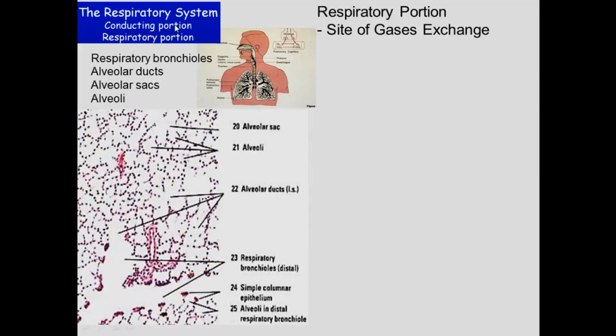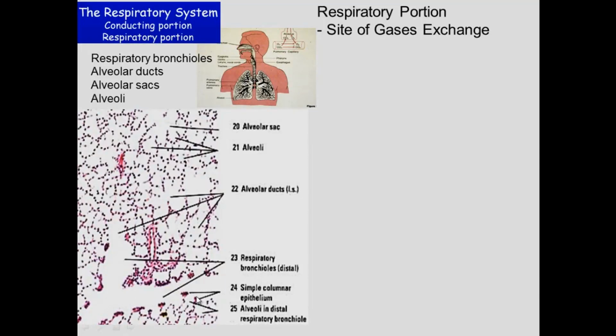And we have the conducting portion of the respiratory system goes to the outside, as you see, and there's a respiratory portion too, which has a gas exchange. And they start with the respiratory bronchioles. And we see a respiratory bronchiole. We'll see these later on in more depth.